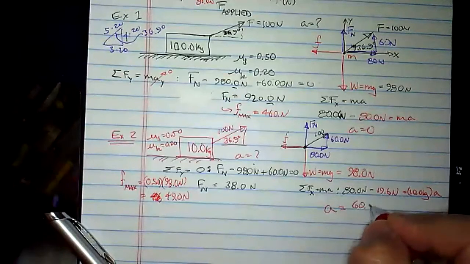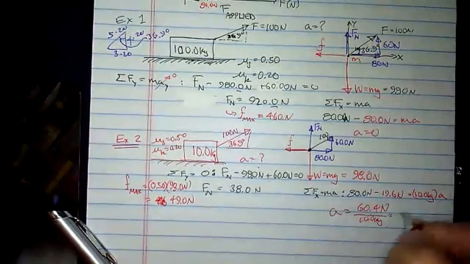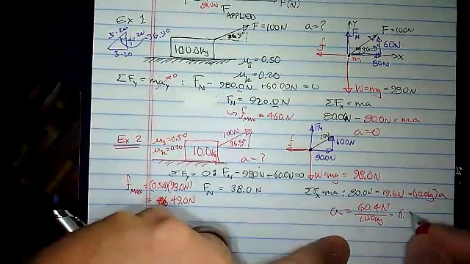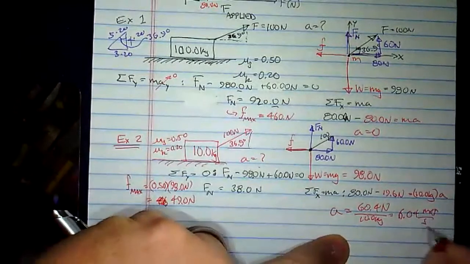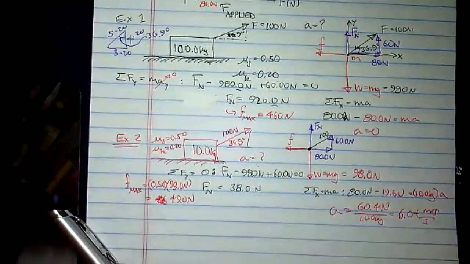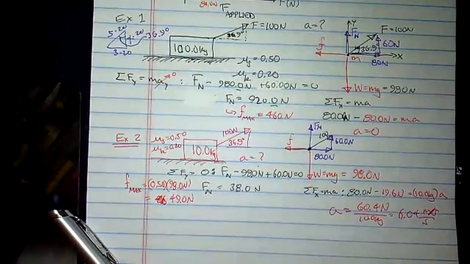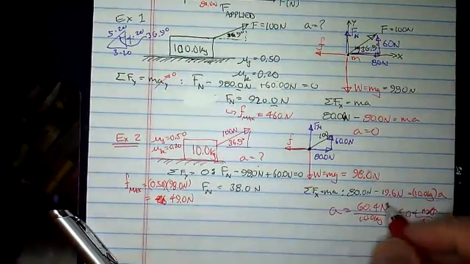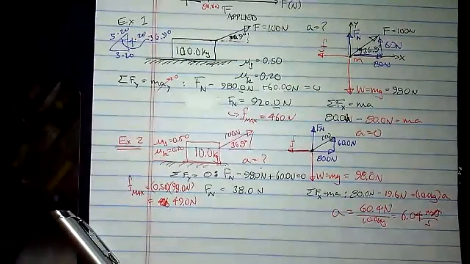So 60.4 newtons over 10.0 kilograms gives me 6.04 meters per second every second. Again, that's meters per second every second, and this is 6.04. Any questions on that?